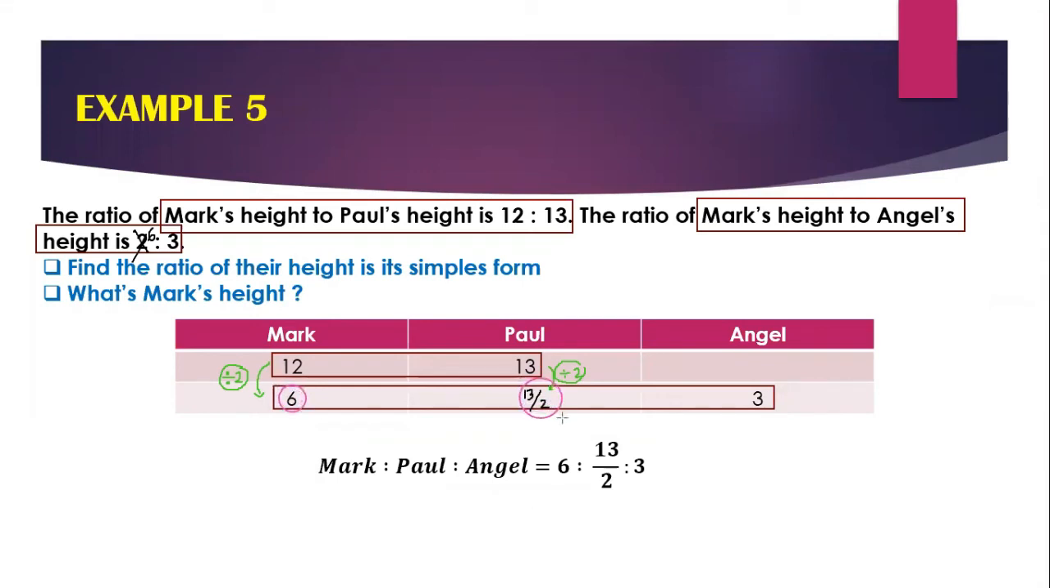6, 13 over 2, and 3. Clear, everyone? So Mark to Paul to Angel is 6 to 13 over 2 to 3. But because of the fraction here, we can simplify this by multiplying. You have to multiply by 2, so all numbers will be multiplied by 2. So 2 times 6, 2 times 13 over 2, 2 times 3. Is it clear, everyone?